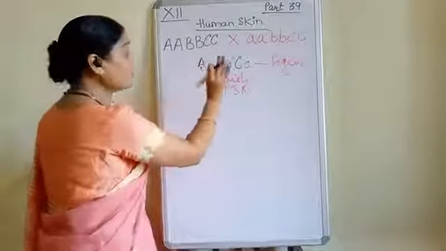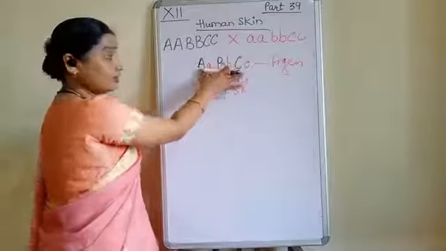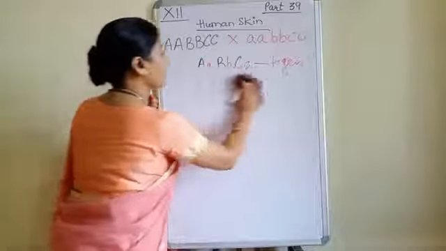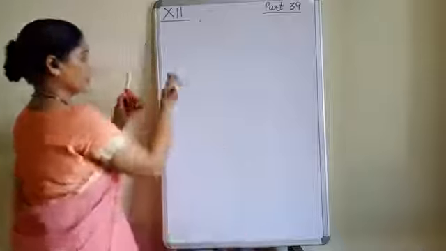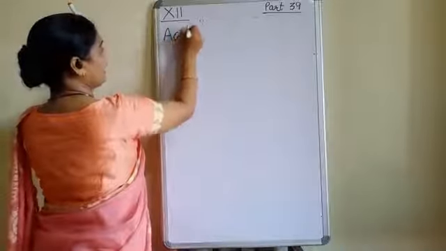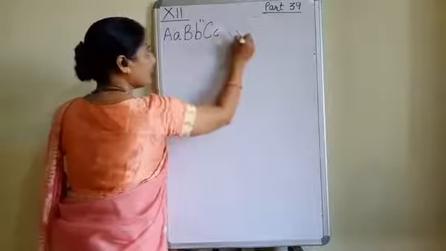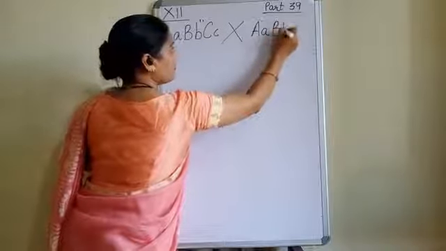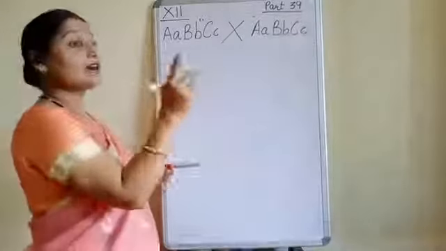Now we have to cross this F1 generation progeny for the F2 generation. Now what will we do? Now remove this. We have to cross this Aa, Bb and Cc with another Aa, Bb and Cc. Now this is the tri-hybrid cross.